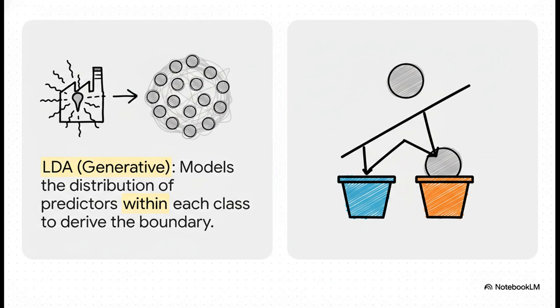Okay, here's the difference in a nutshell. LDA, our generative model, is like learning to tell cats from dogs by studying everything about them: their fur, their size, their behavior, the whole shebang. It builds a complete picture of each animal. Logistic regression, on the other hand, is discriminative. It's like learning to tell them apart by just finding the one single feature that's most different. Like, does it bark or does it meow? It ignores all the other details and just focuses on finding that dividing line.